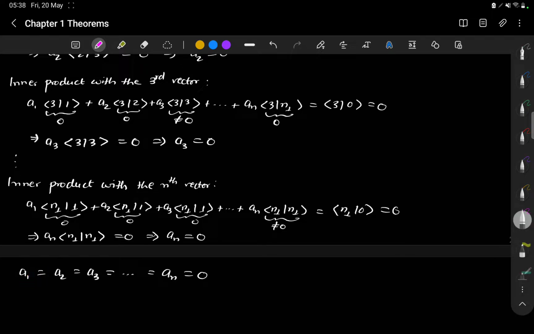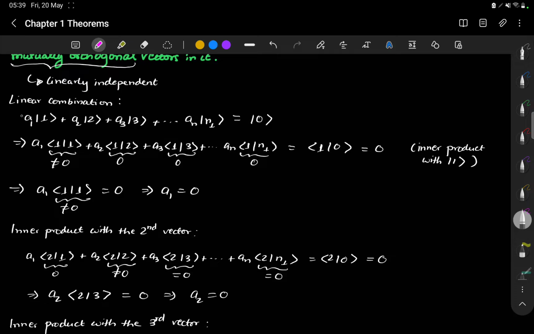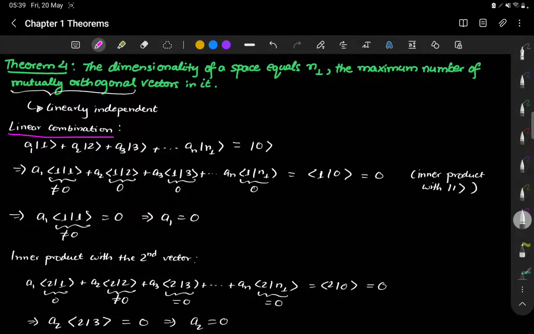So we obtain the trivial solution for the linear combination that we started off with. Remember that we started off with such a linear combination, taking the linear combination of the mutually orthogonal vectors and setting it equal to the null vector, and then by taking dot products with each of the vectors, we find that this linear combination has only the trivial solution.